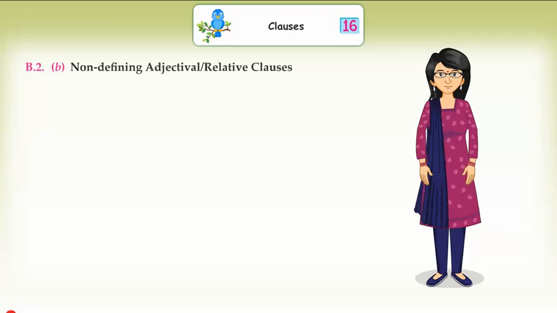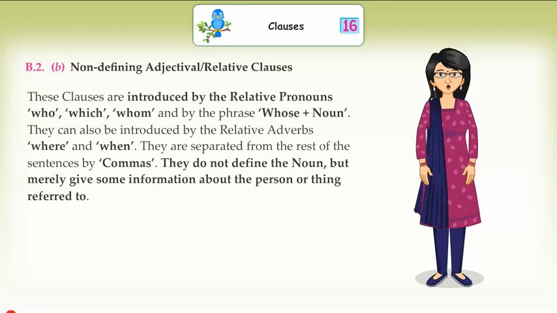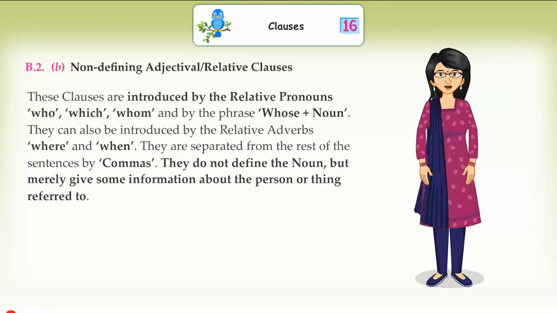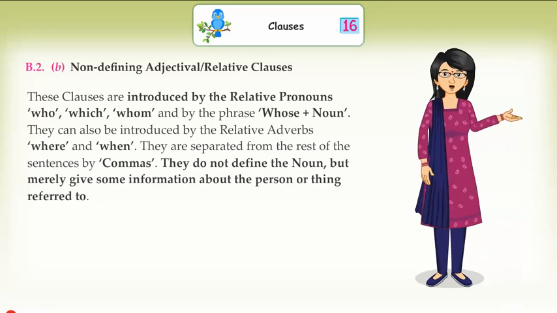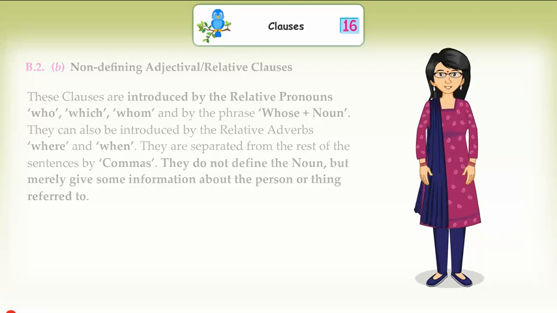B.2.B. Non-defining adjectival relative clauses. These clauses are introduced by the relative pronouns who, which, whom, and by the phrase whose plus noun. They can also be introduced by the relative adverbs where and when. They are separated from the rest of the sentences by commas. They do not define the noun but merely give some information about the person or thing referred to.